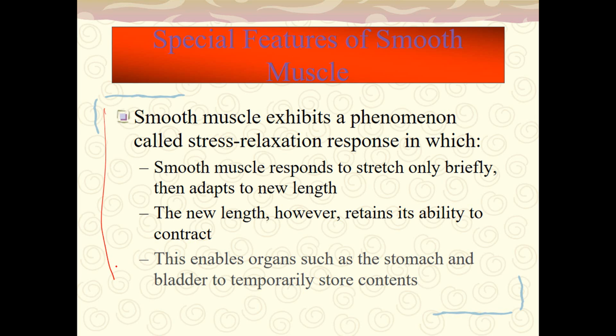Smooth muscle can't react that way. Okay? So smooth muscle will contract in response to stretch, but it does so only briefly. Then it adapts to the new length. And this new length still has the ability to contract. The reason why that's important is that it allows organs such as the stomach and bladder to temporarily store contents. It can be pretty messy and disgusting if smooth muscle responded like skeletal muscle. And that is it for the muscle chapter. And we're going to move on to the nervous system.